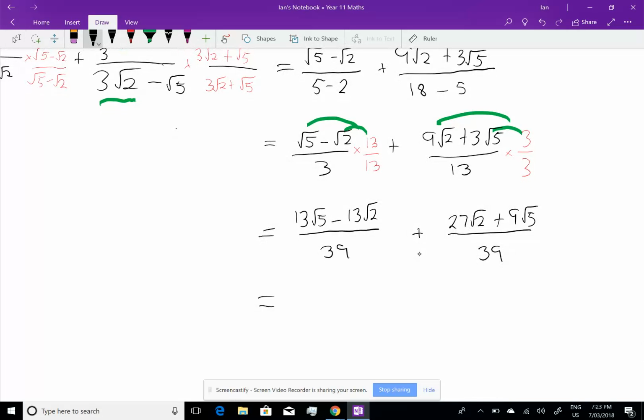Well, now I can add them together. 13 root 5s and 9 root 5s. Well, that's 22 root 5s. Minus 13 root 2s and 27 root 2s. Well, that's plus 14 root 2s. And my common denominator is 39. And that's the answer to question 3C.